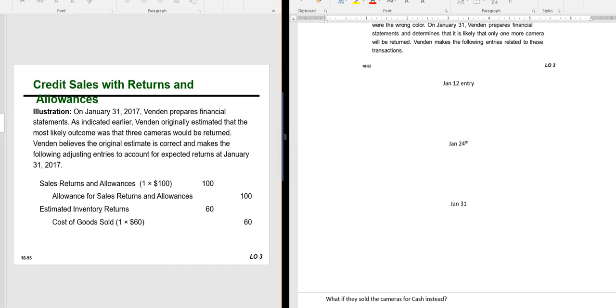So let's talk about the journal entries. Sales returns and allowances stays the same. Cost of goods sold stays the same. However, I can't credit accounts receivable because I don't know whose it is, so I credit an allowance for sales returns and allowances, and I debit an estimated inventory returns. Again, it's just tweaking the journal entries, but thinking, oh, I can't put it back in inventory because I don't have it, so I need an estimated inventory returns.